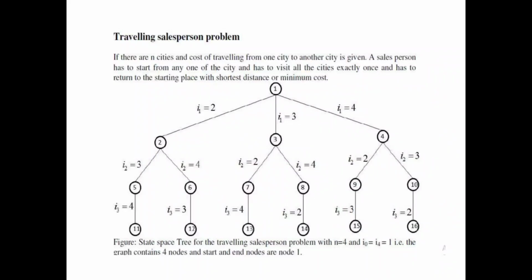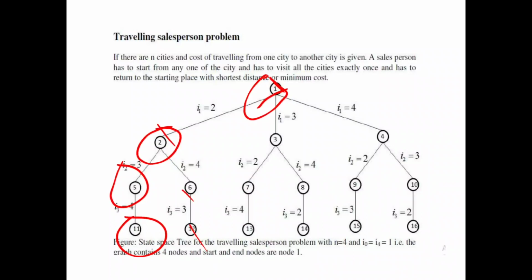Here is the state space tree for the traveling salesman problem. You can see that in every path 4 nodes are covered: 1 2 4 11, then 1 2 3 4, and so on. In each state space tree path we will have 4 nodes, covering the 4 nodes.